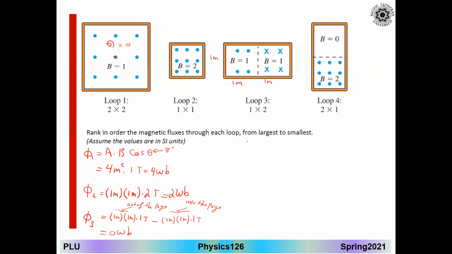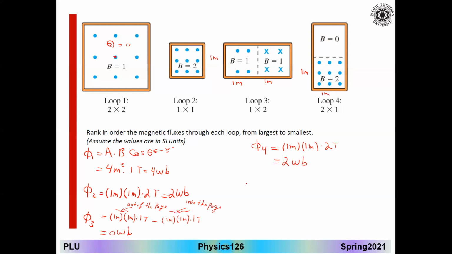So let's move to the last figure that we have, loop 4, where theta is still 0. The only thing I want to focus on is that the magnetic field covers just a certain area, not all of it, just half. As we mentioned before, we focus only on the area where we have magnetic field. So it is 1 meter times 1 meter times 2 Tesla, and we end up with 2 Weber.